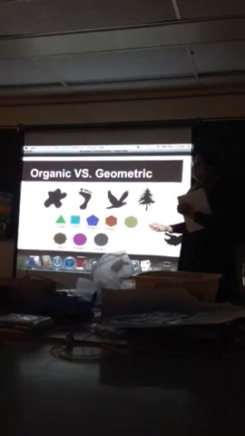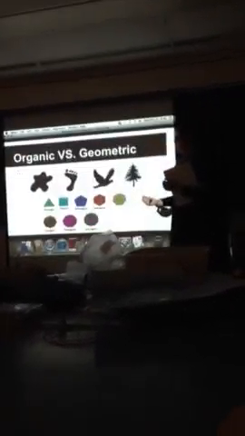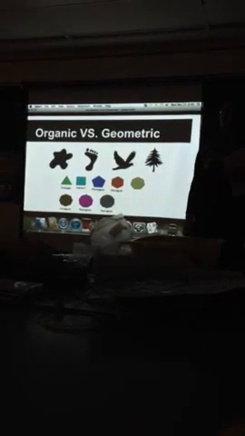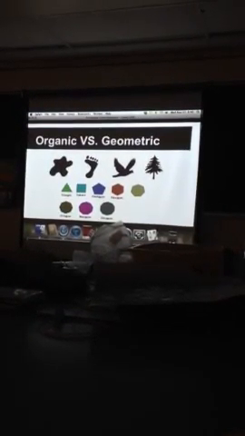Why isn't there a name under that? Why is there a name under this? Because these have names. These are tree, bird, but it was two different pictures. So, okay.